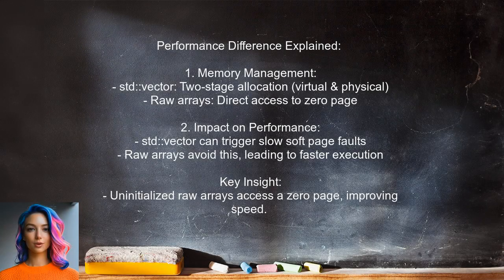The user explains that the performance difference between std vector and raw arrays is due to how modern operating systems manage memory. When using std vector, memory is allocated in 2 stages, reserving virtual memory and then backing it with physical memory upon access. This can lead to slowdowns due to soft page faults when accessing uninitialized memory. In contrast, raw arrays initialized with operator new can access a zero page, which is faster because it doesn't require physical memory allocation.